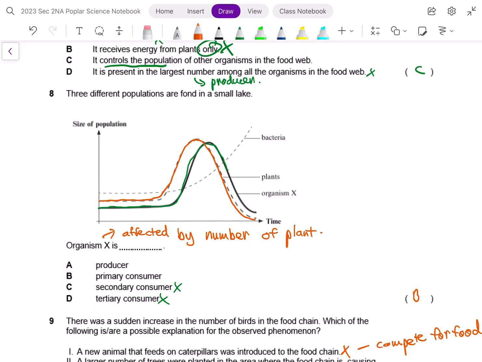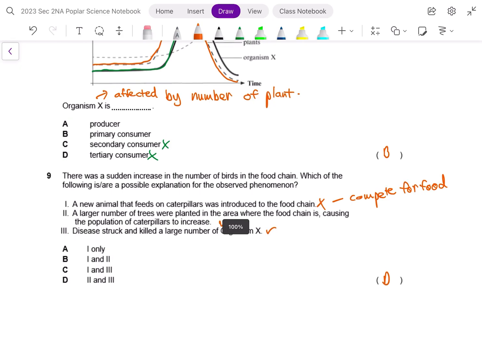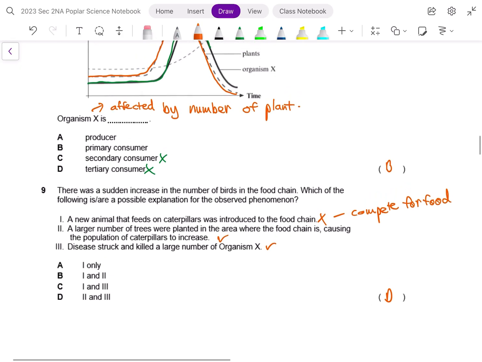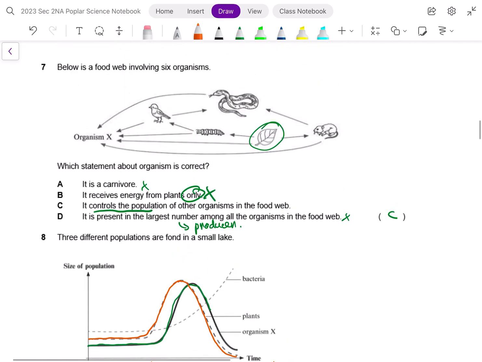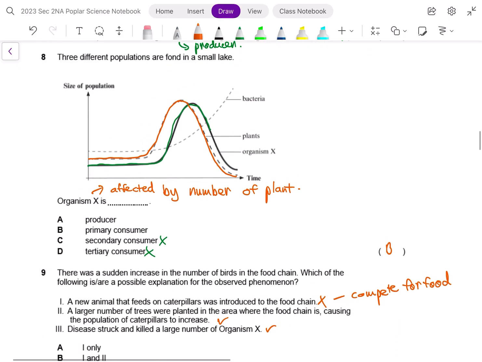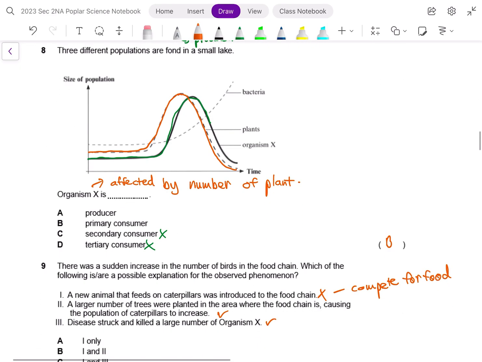Okay, all right. Then next thing, there was a sudden increase in the number of birds in the food chain. So which of the following is or are possible explanation? Let's look at the bird one option by option. A new animal that feeds on caterpillar was introduced. So you compete for food with the bird. So this one cannot be.